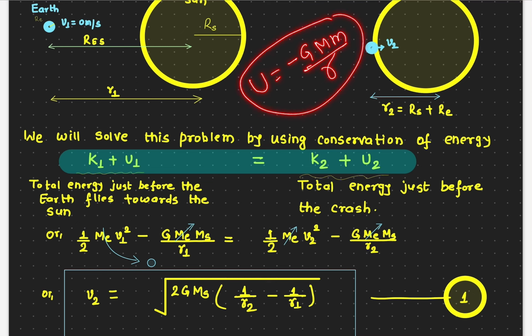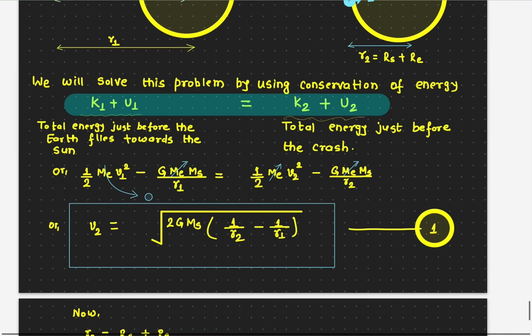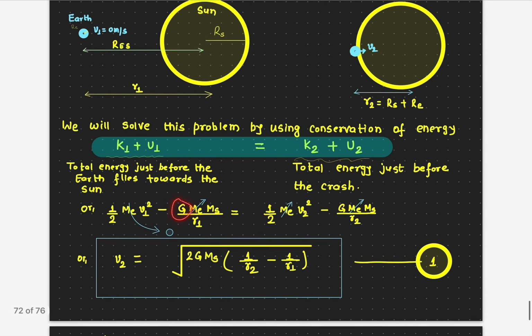And this G is the universal gravitational constant. M is the mass of the sun, small m is the mass of the earth, and R is the distance between the earth and the sun. That's what I had written down here. That's exactly the equation for the potential energy.